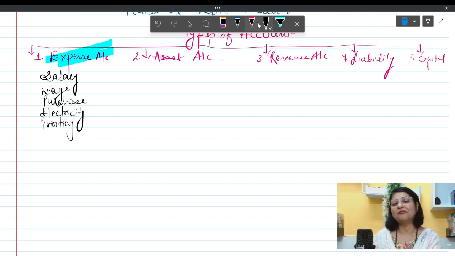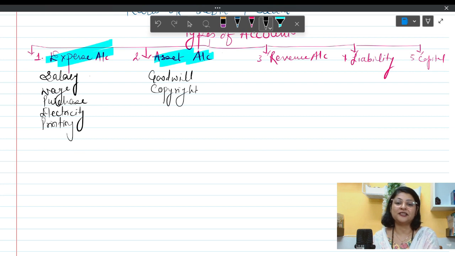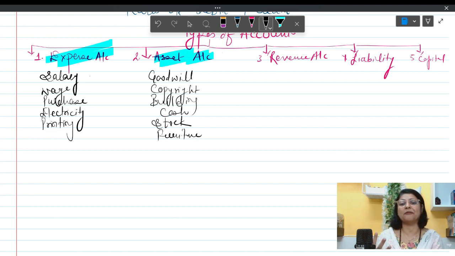Then the second type of account is the asset account. We had seen that there are various kinds of assets, tangible and intangible. For example, goodwill is an intangible asset. Copyrights are an intangible asset. There are fixed assets, like building. There is cash itself, which is a liquid or current asset. And we have stock of goods, which is an asset. We have furniture, which is also an asset. All these are examples of assets.